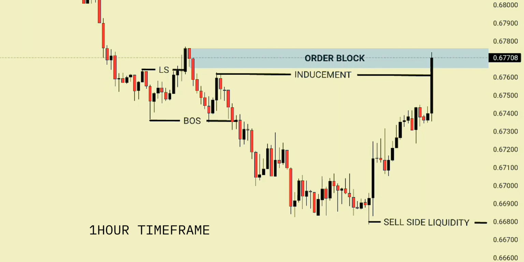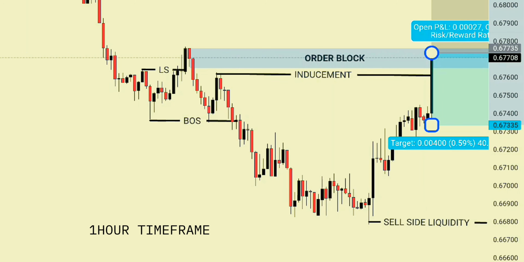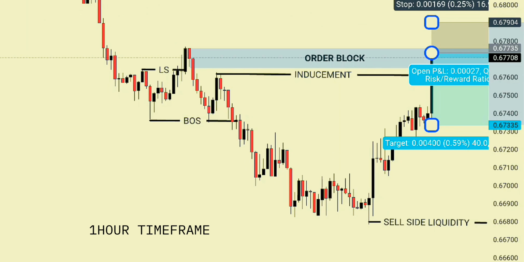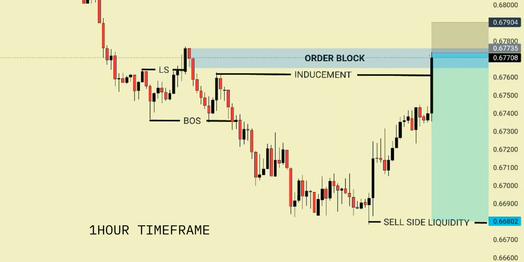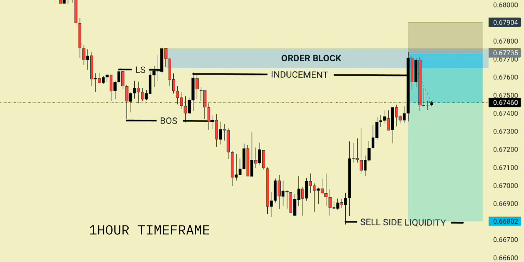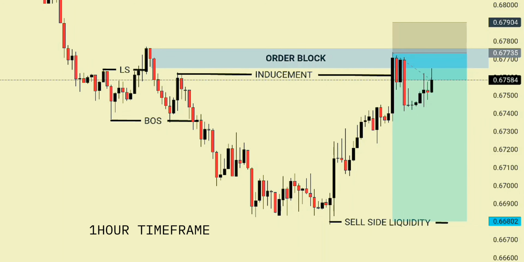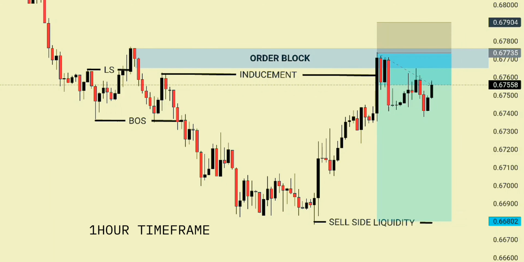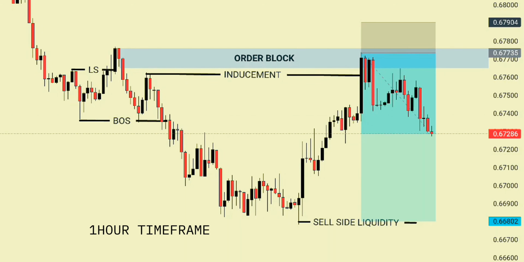Here is how the actual entry is taken. Price returns to the order block. Inside that zone, we wait for a rejection, ideally a bearish engulfing candle, a long upper wick, or a strong close away from the zone. Once the rejection is confirmed, we take our sell entry. Our stop loss is placed above the highest point of the liquidity sweep. This protects the trade and ensures that if price breaks above that level, the setup is invalid. Our take-profit level is the sell-side liquidity we marked earlier. As price moves downward, we can secure partial profits at intermediate lows and hold the remainder until the final target is reached.